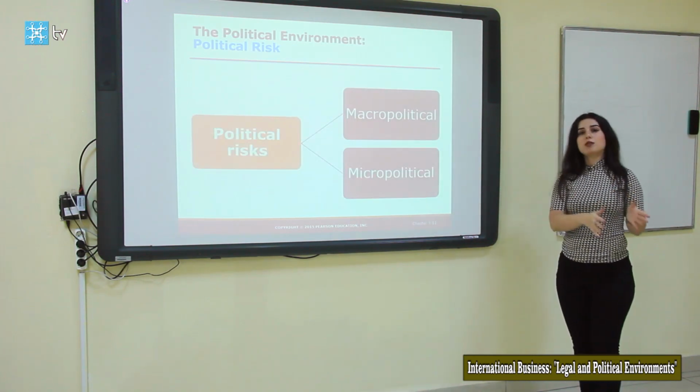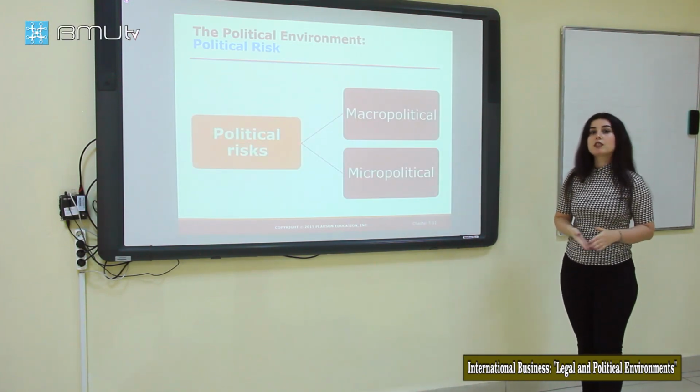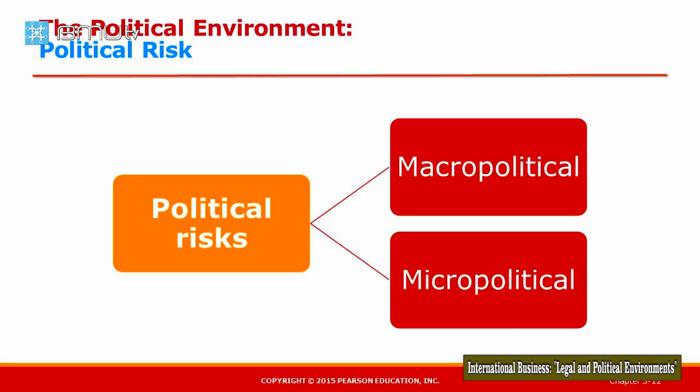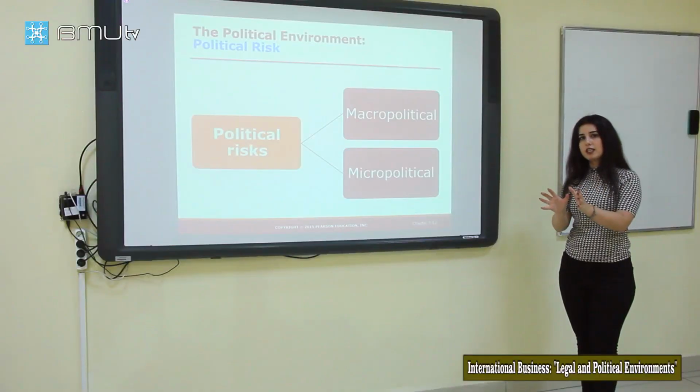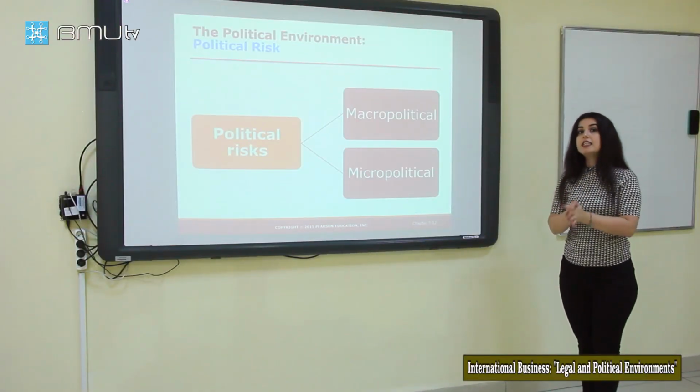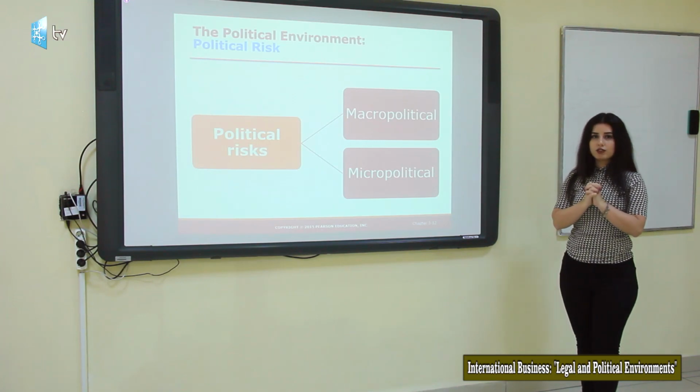Other types of political risk can be macro political risk and micro political risk. If this risk affects all firms in the country, it is called macro political risk. But if that political risk affects just some specific industry or some specific firm, it is called micro political risk.